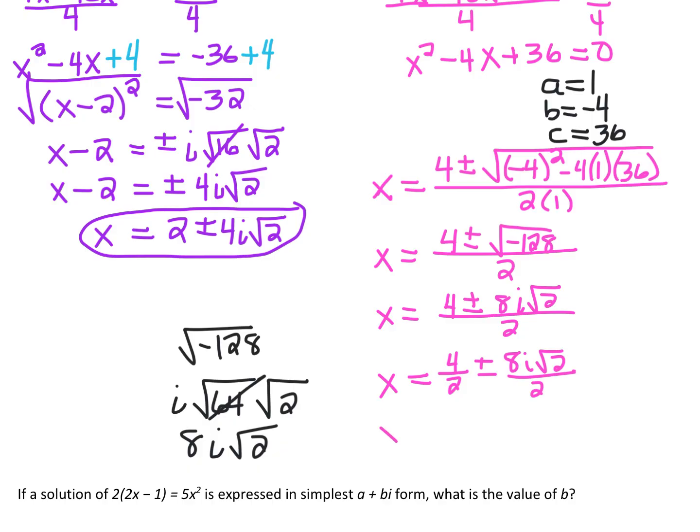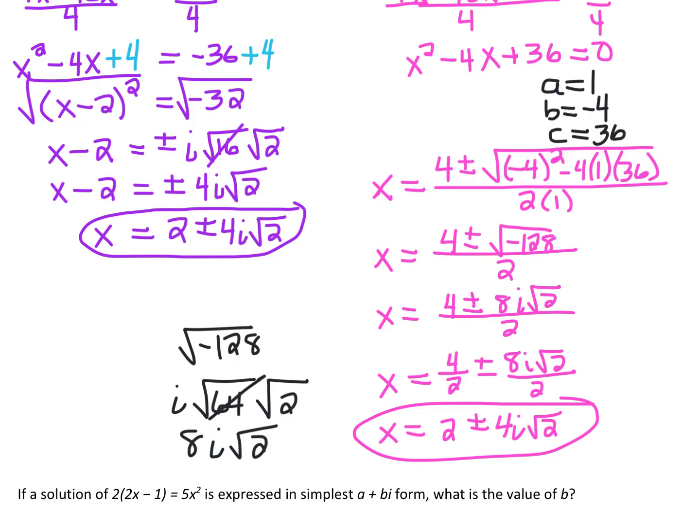All right, so let's simplify. Well, 4 divided by 2 is just 2, so we have 2 plus and minus. And then isn't 8 divided by 2 just 4? So this would become 4i radical 2. And look at this, my two answers match up. So that kind of checks itself.